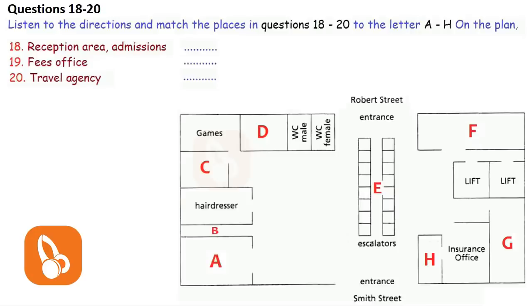No, but the fees office is in the same building. Go past the escalators, and you'll see a games shop. It's in the corner. The fees office is between the games shop and the toilets. Thanks. Where can I buy books? The bookshop is opposite the lifts. It's right next to the entrance from Robert Street.